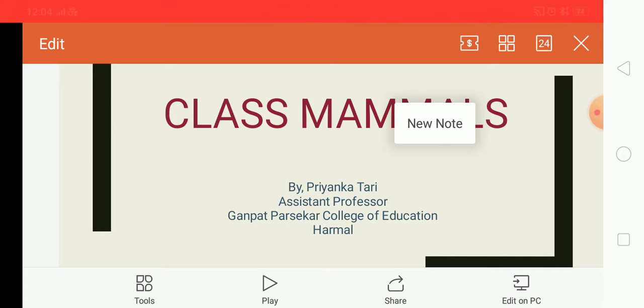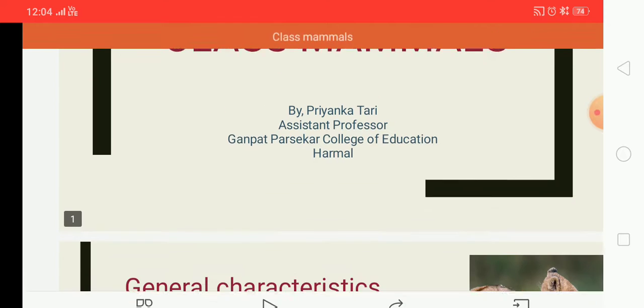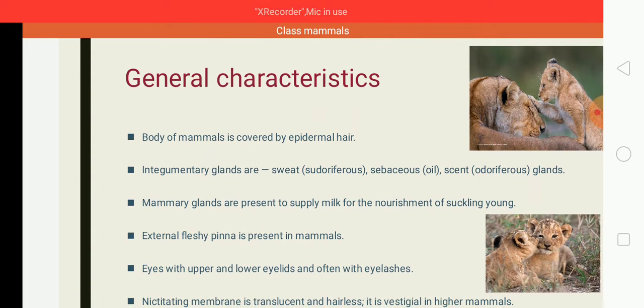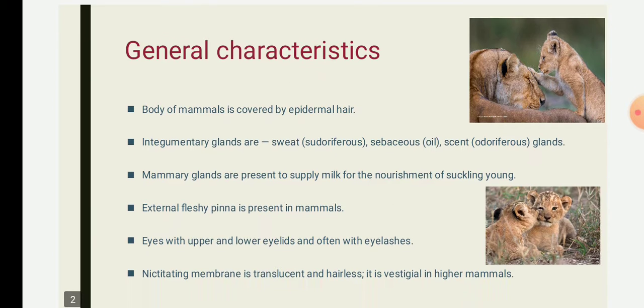So this is a general introduction to class Mammals. Now we will see in detail the general characteristics of class Mammals. The body of the mammal is covered by epidermal hair. This hair is found except in Cetacea, C-E-T-A-C-E-A.